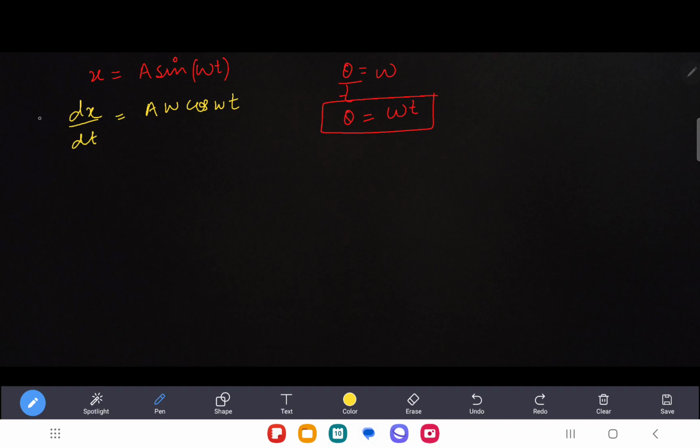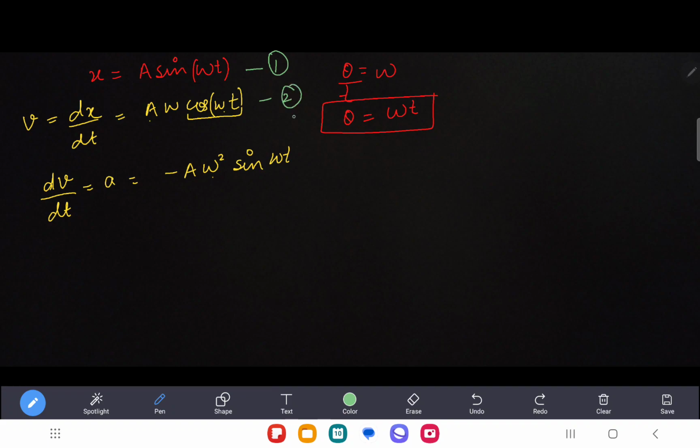You understand? And dx by dt is nothing but velocity, and dv by dt is nothing but acceleration, and that becomes minus a omega square sine omega t, because we are differentiating cos omega t. The derivative of cos omega t is minus sine omega t, and omega t's differentiation is omega, and a is already there, where a is the amplitude. So this is my equation 1, this is my equation 2, and this is my equation 3.